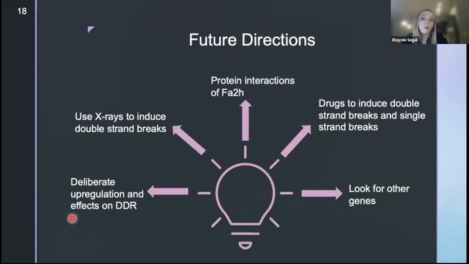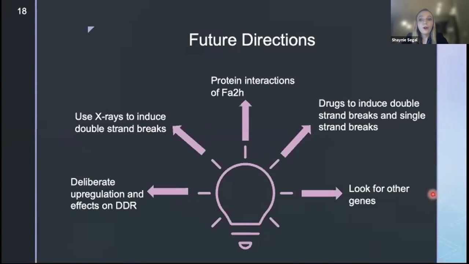And so I think that one of the most important next steps would be to upregulate FA2H in cells that were exposed to DNA damaging reagents, and we can observe if the cells were still able to repair their DNA. We could also use X-rays to induce double-strand breaks and see if expression is similar to what I currently observed. I also thought it would be really interesting to look at FA2H's protein interactions and observe if it interacts with proteins that are also involved in DDR. And then we could also use drugs that induce double-strand versus single-strand breaks and see if FA2H's expression varies between the two types of damages.